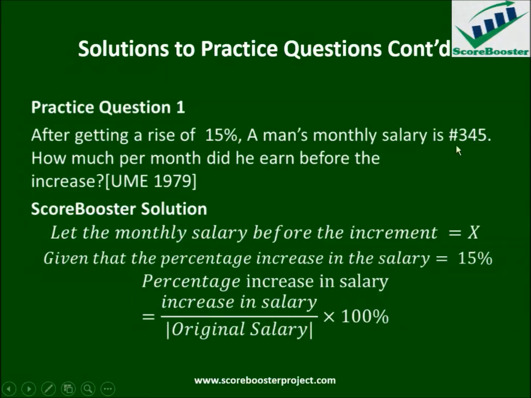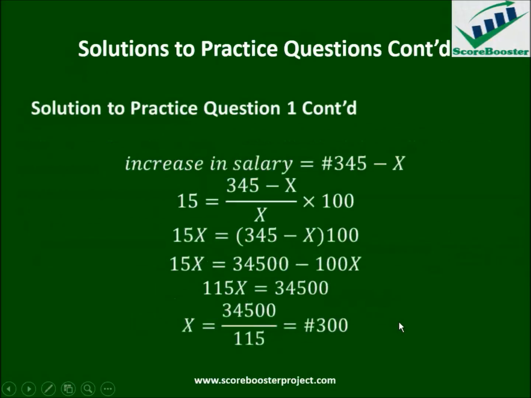But the one which was given was that which he earns after the increment of 15%. So the percentage increase in his salary is 15%, and his original salary is unknown, so we represent it by x. So the formula for calculating the percentage increase, so change in this case means increment. So the percentage increase in salary equals the increase in salary divided by the absolute of the original salary times 100%.